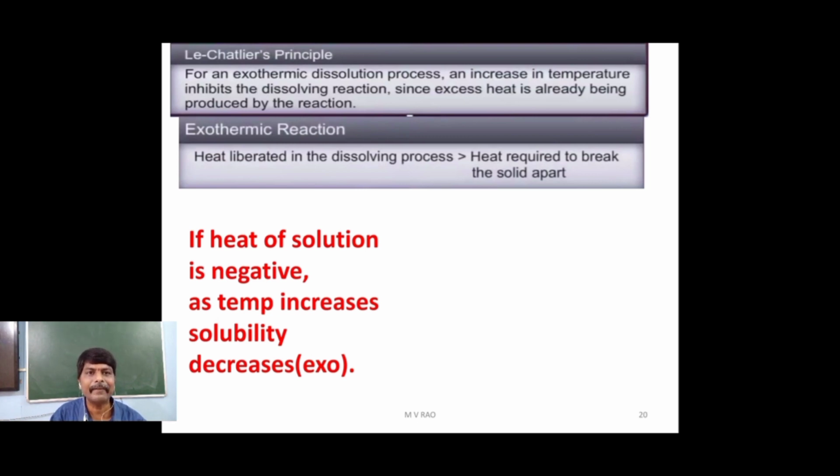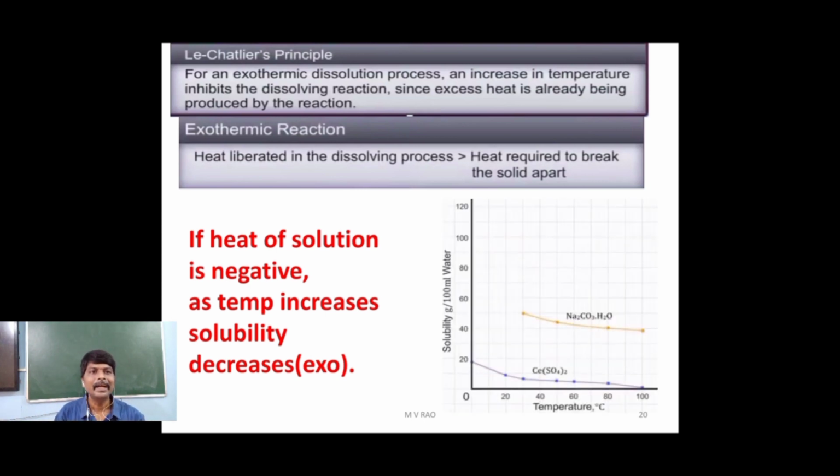So if heat of solution is negative, as temperature increases, solubility decreases. It needs low temperature. Low temperature always favors exothermic. But you are increasing temperature here. Temperature increasing, solubility decreases. You can see here in the graph. For what type of solution is this type of curve? Solubility is going down. As temperature increases, solubility decreases. This type of solution is exothermic.